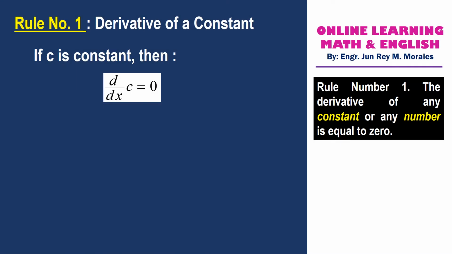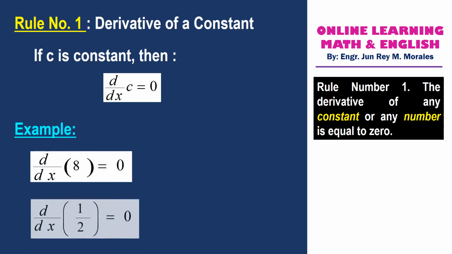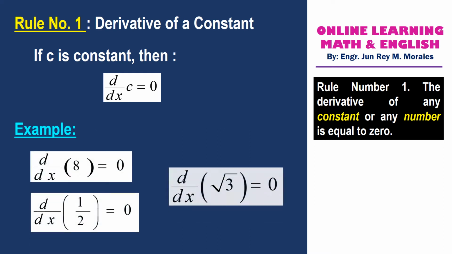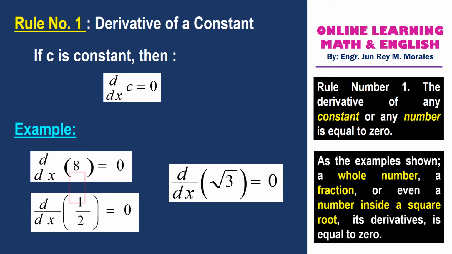Rule number 1. The derivative of any constant or any number is equal to 0. As the examples shown, a whole number, a fraction, or even a number inside a square root, its derivative is equal to 0.